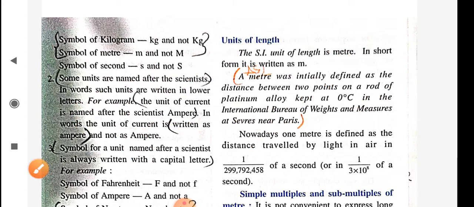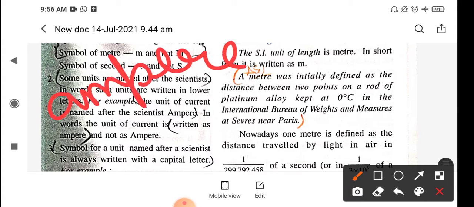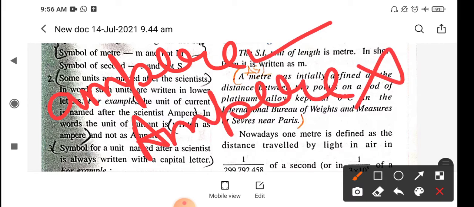Remember? Then the second point is that when units are named after scientists, in words such units are written in lower case. For example, the unit of current is ampere, and the last name of the scientist is Ampere. So the unit of current is written ampere, not Ampere. This is right and this is wrong.